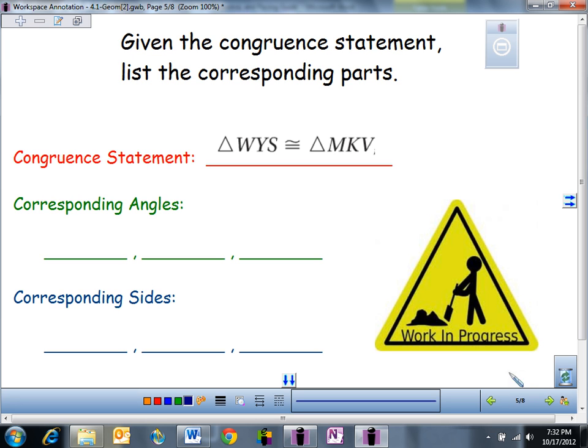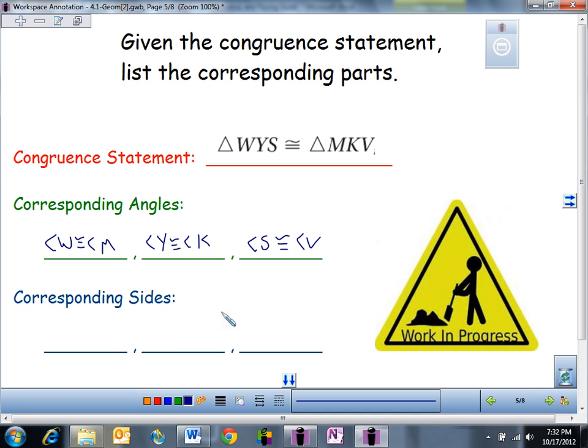Given the congruent statement, list the corresponding parts. So now we have a triangle, so notice how they use the shape for a triangle. When we have a four-sided figure, you don't have to do the shape, but triangles, you do a triangle. So corresponding angle, angle W is congruent to angle M. Angle Y is congruent to angle K. Angle F, the third one, is congruent to the third one, angle V.